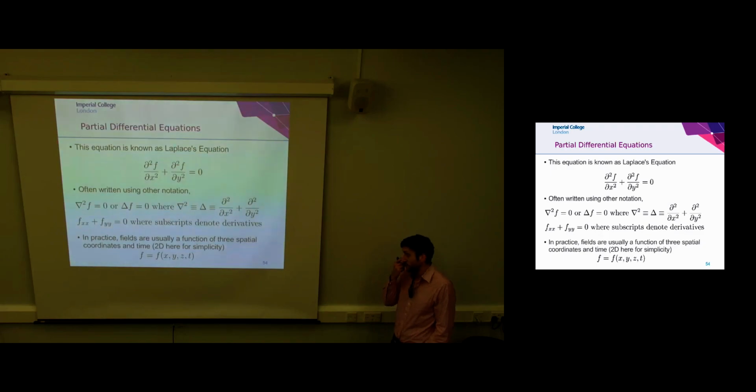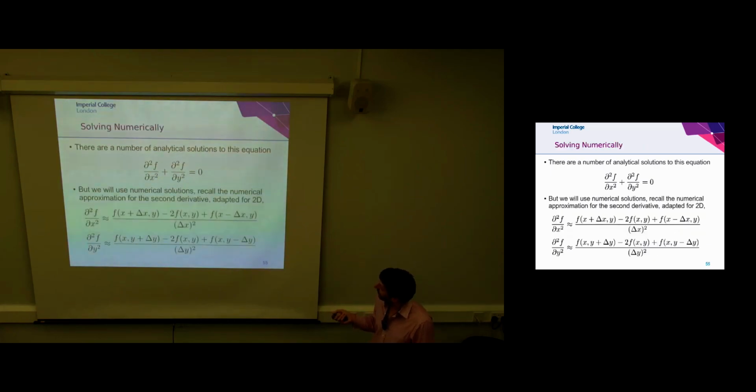Now this is the two-dimensional example of this. Now in practice, we actually have 3 spatial dimensions as well as an evolution in time. And we'll come back to this next week where we actually look at solving it for time evolution, probably just in 2 dimensions still. So there are a number of analytical solutions. We're not interested in those today. What we're going to do instead is just look at numerical solutions.